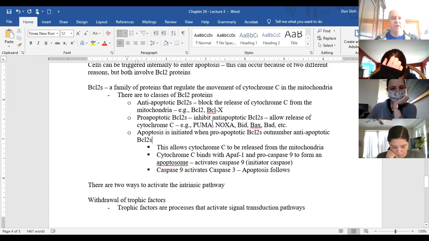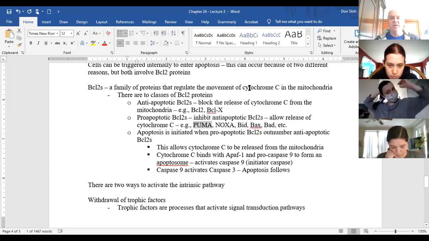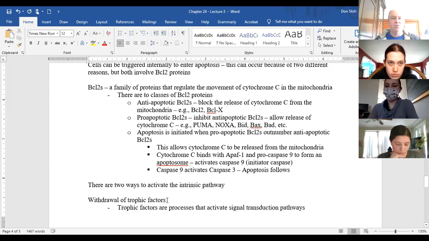So how are these regulated? Anti-apoptotic BCL2s, you've got to figure they're always there, otherwise your cell would die. The pro-apoptotics, though, are going to come up because of a problem. We know PUMA comes up because of DNA damage, and some of these other ones are coming up for other reasons that we'll talk about. One is the withdrawal of trophic factors.